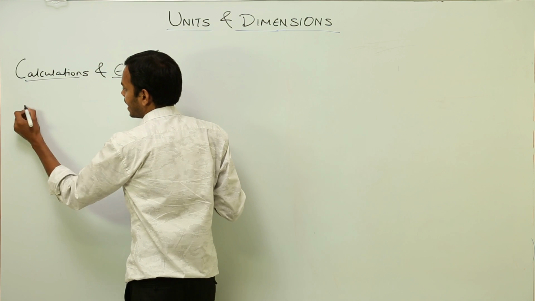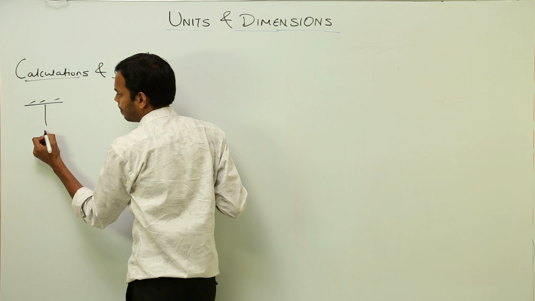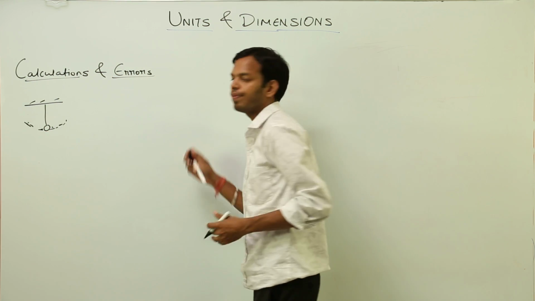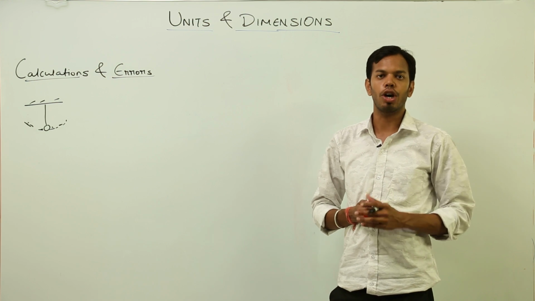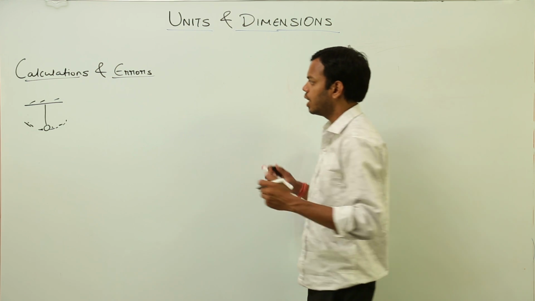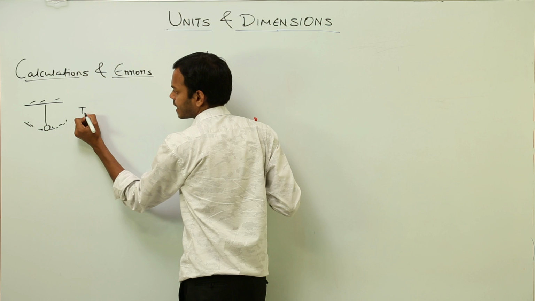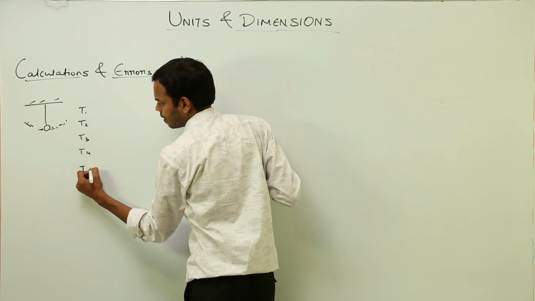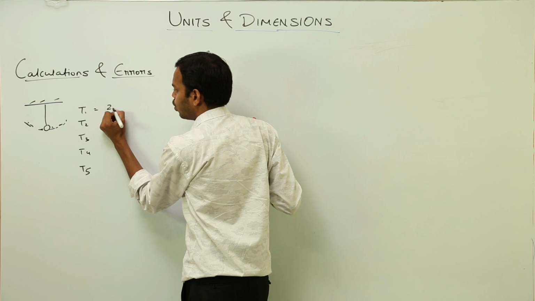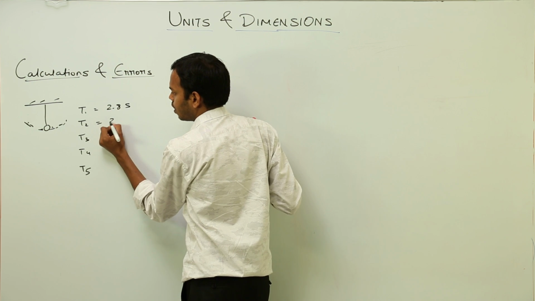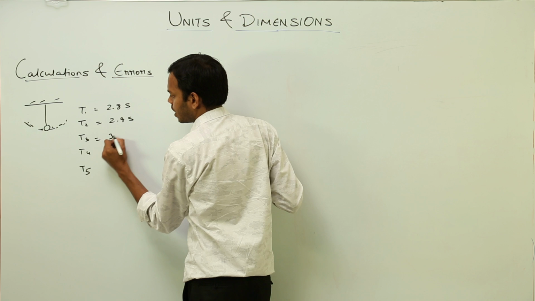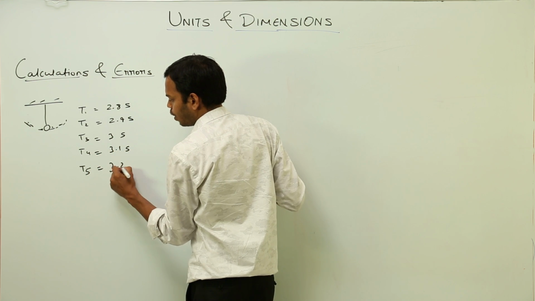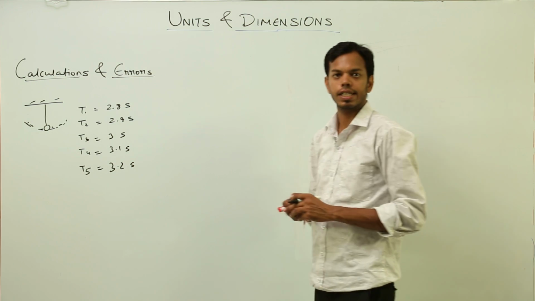Let us say that we have a simple pendulum and some students are taking the observation of the time period of oscillations of the simple pendulum. So the readings are like this. Let's take 5 readings: 2.8 seconds, 2.9 seconds, 3 seconds, 3.1 seconds and 3.2 seconds. These are the 5 readings.